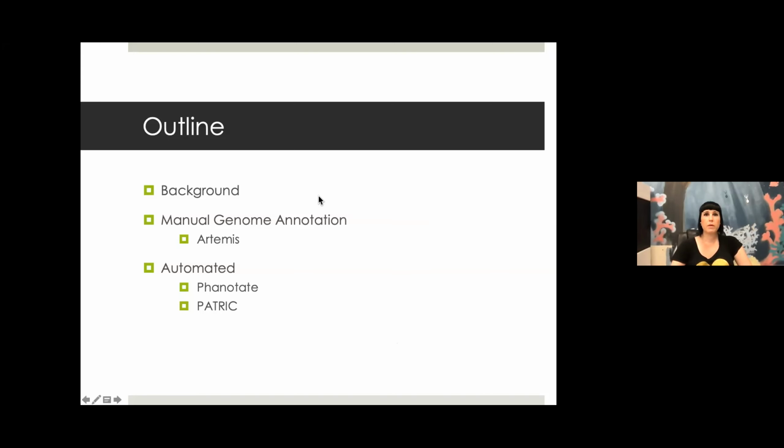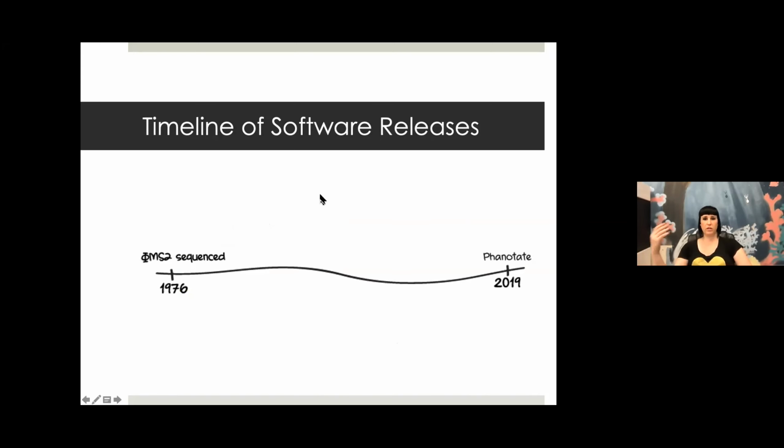So, starting off with the history of gene finding. The first fully sequenced genome was actually a phage, Escherichia virus MS2, in 1976. I released my program PHANOTATE a little over a year ago. So what are all the previous methods and software for gene finding in phages that have been developed in the last 40 years? There are three.